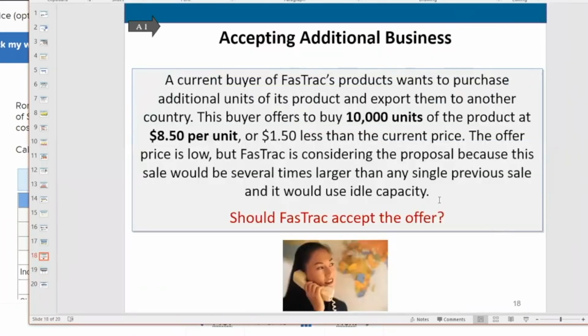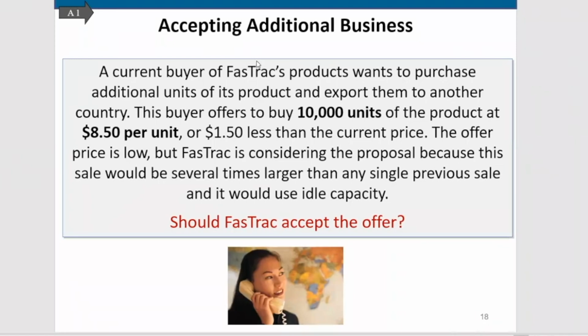Accepting additional business. This is interesting. I like this a lot. A current buyer of our products wants to buy additional units of product and export them to another country. Okay, fine. Let me just break it down. One of our customers wants to buy 10,000 units of our product at $8.50 a unit, which is $1.50 less than what we normally get for it. Would you say no to that? Or would you sell them this stuff for $8.50 per unit?